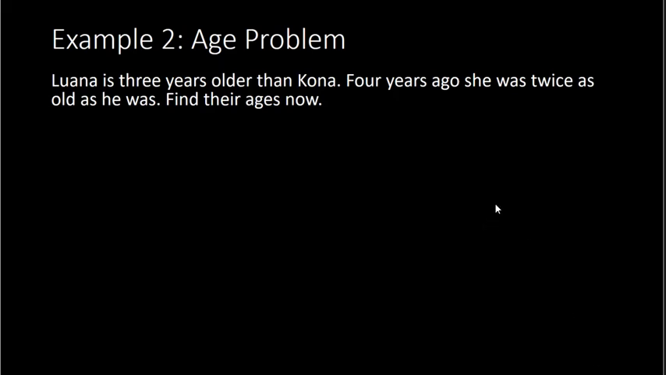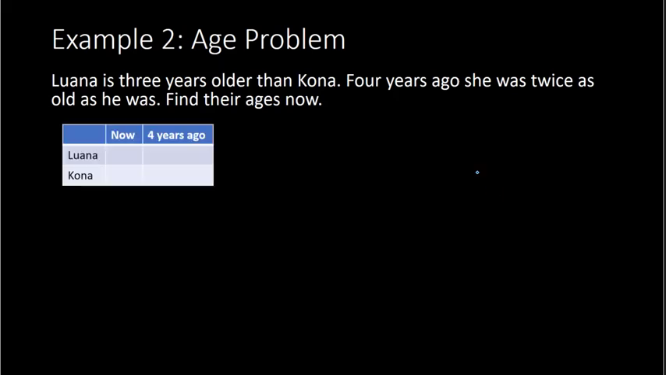So to begin this kind of problem, I again would like to create a table. So in the table, I want the two different people. So here I have Luana and Kona. Those are my two rows. And then for the columns, we want the age of each of them now. And then we want the age of each of them 4 years ago, because that is the other thing that I know about their ages.